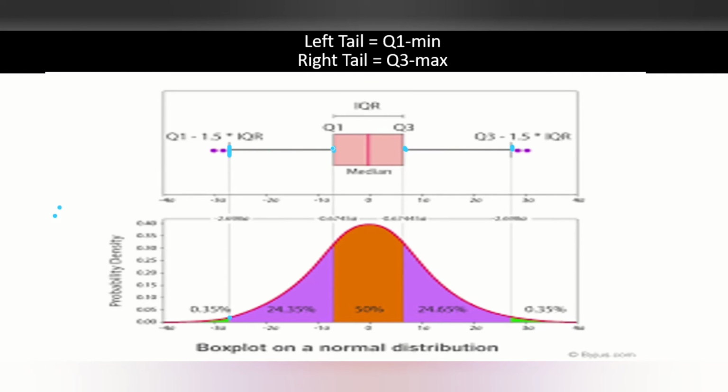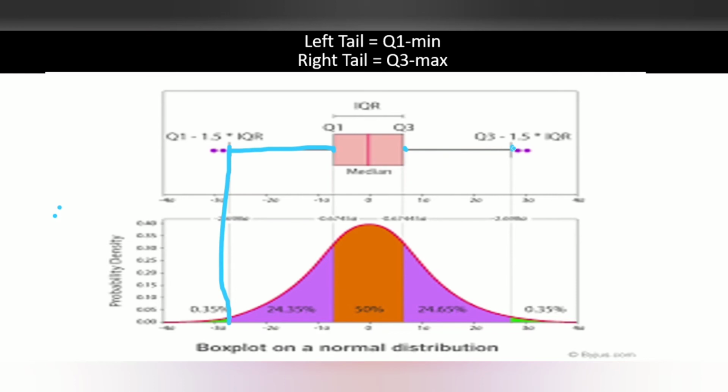Now if I take a difference between Q1 and minimum, which is Q1 minus minimum, this should give me the left tail. Similarly, if I take a difference between Q3 and maximum, this should give me the right tail of the distribution. For example, if the left tail extends way beyond the right tail, then you can say that the distribution is left skewed. Similarly, if the right tail extends way beyond the left tail, then the distribution is said to be right skewed. So I'll demonstrate this through an example.